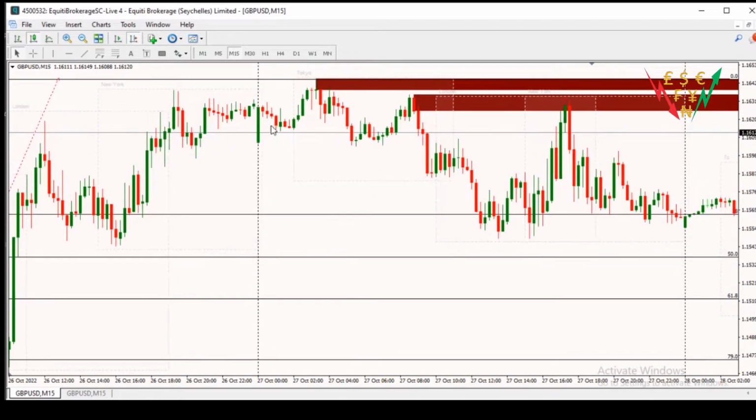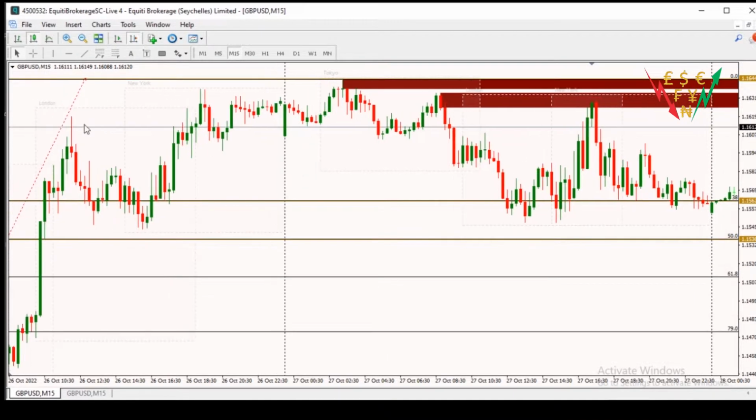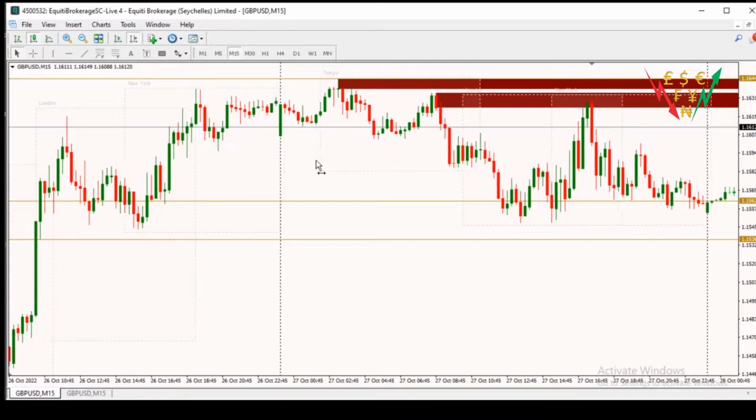Okay, now looking for the New York session, the London session. If you can find here, you have this reference zone. This is 38, and then this is the 50, and then this is my 0, the beginning of it all. Let me not cloud the chart, because I had a very interesting trade right here.